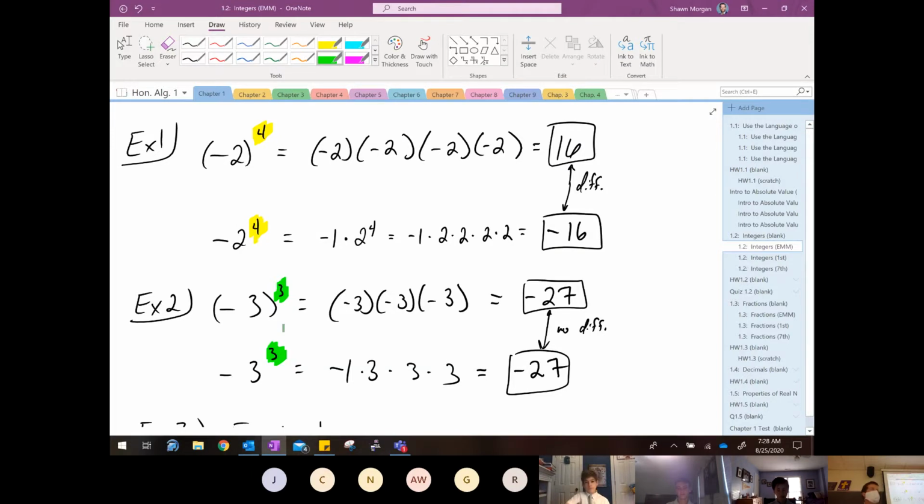But my encouragement to you guys is learn your powers of 2. At least have memorized the first 5. So 2, 4, 8, 16, 32. If I said, what's 2 to the 5th, you'll know automatically that's 32. And then also learn your powers of 3 up to 3 to the 4th. What is 3 to the 4th?